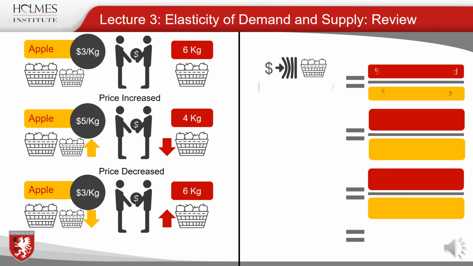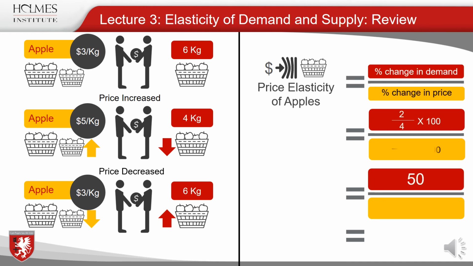But let's pretend that a vaccine for the corona apple virus has been invented, and the price has reduced from $5 to $3. And that means you can go back to consuming 6 kgs of apples rather than 4 kgs of apples.